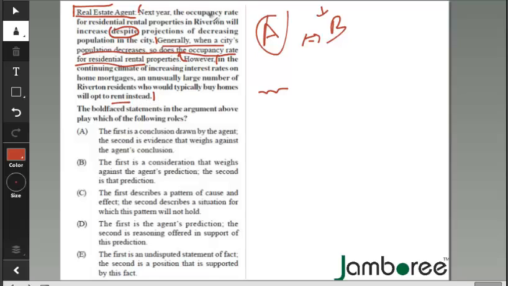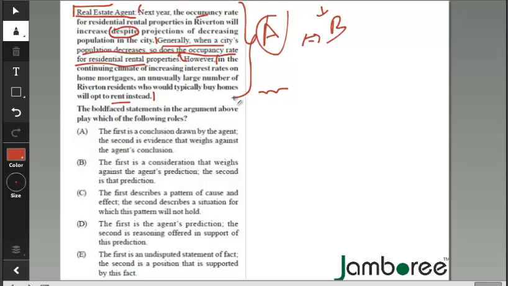So he started by saying that the occupancy rate will increase even though the population has decreased. These are two contradicting things that he is joining. Then the author goes on to say that generally it does not happen, but then he tells how the first thing will happen. He is giving a reason why the first thing will happen. So now, did you guys understand the flow of the paragraph?